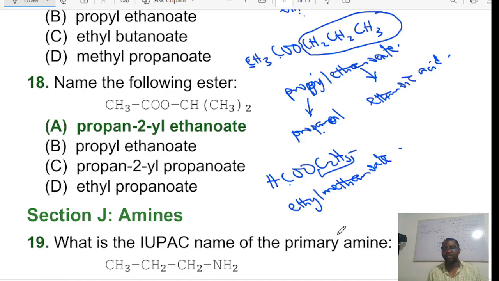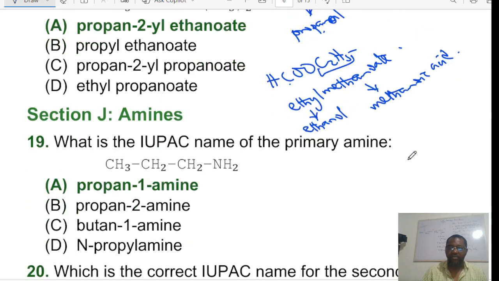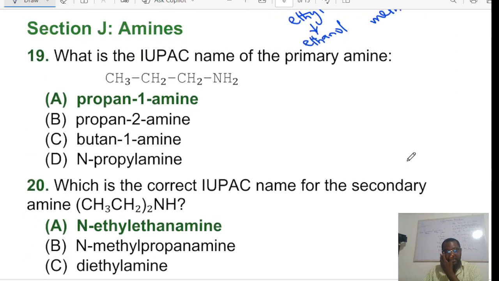Remember, esters are also called alkanoates. And if you want to know where it comes from, ethyl comes from ethanol. Then metanoate comes from metanoic acid. This is very interesting. Okay, so that now leads us to number 19.